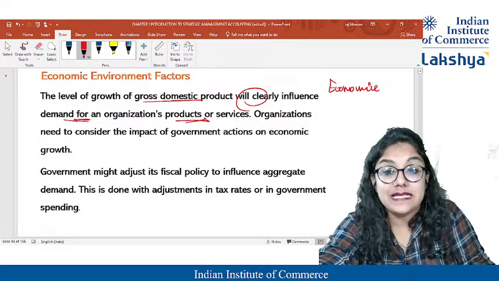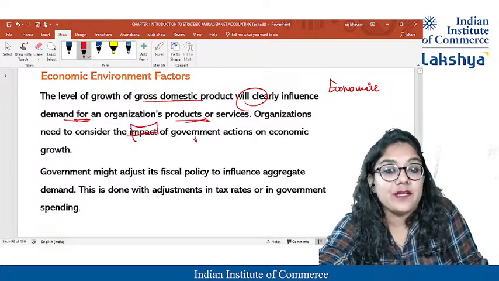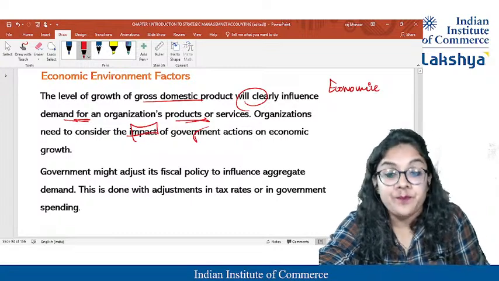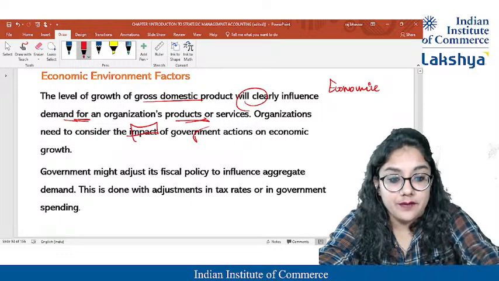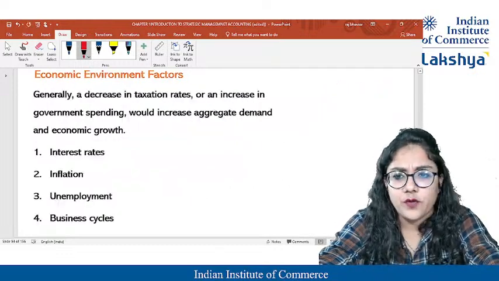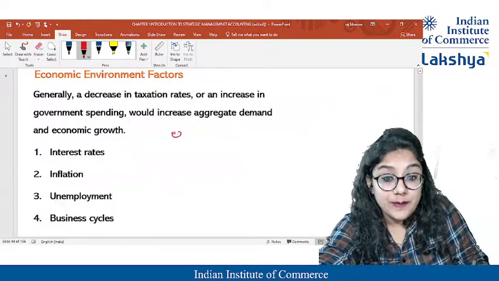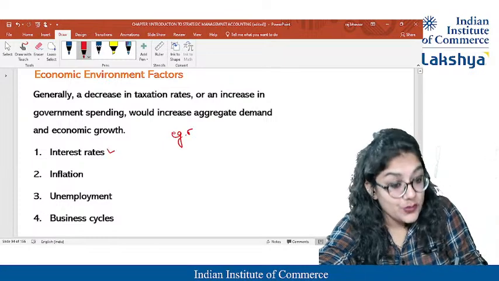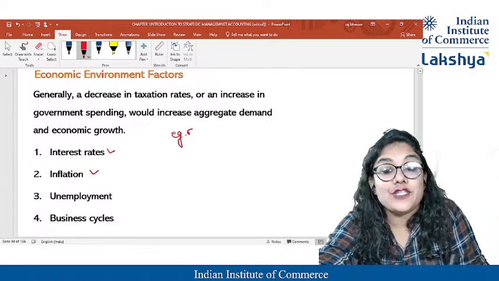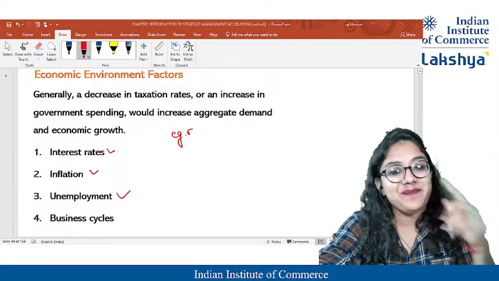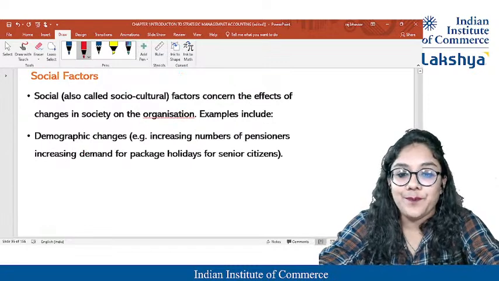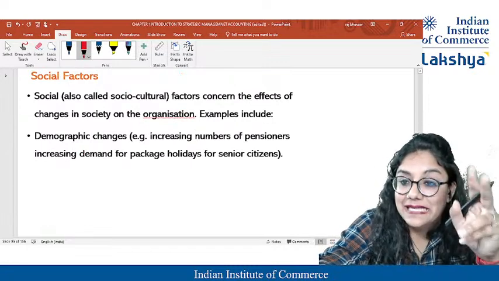An organization also needs to consider the impact of government actions. For example, the government might adjust its policies to influence demand, such as the tax rates. There could be an increase or decrease in interest rates, inflation, boom, recession, unemployment, and the business cycle. That is what is known as the economic factor.